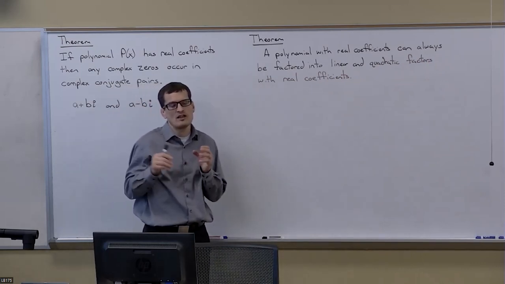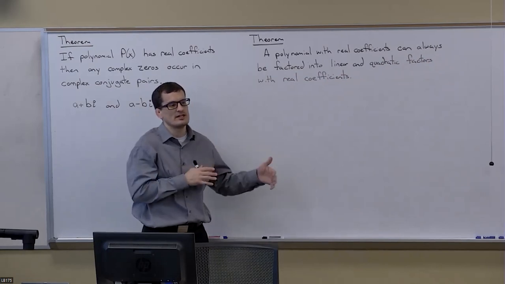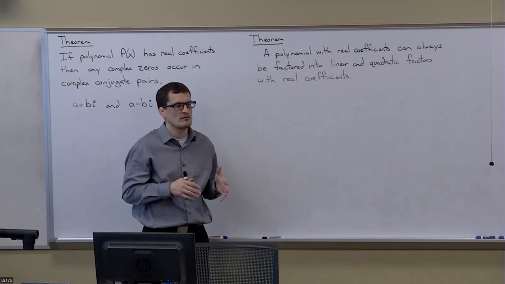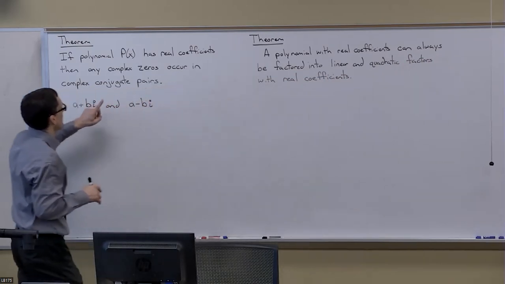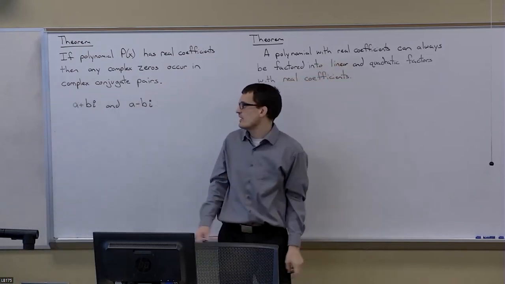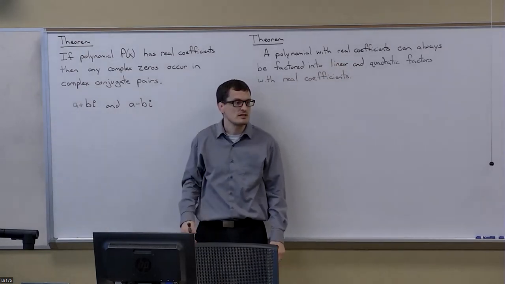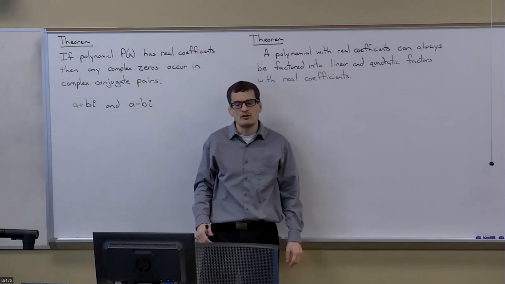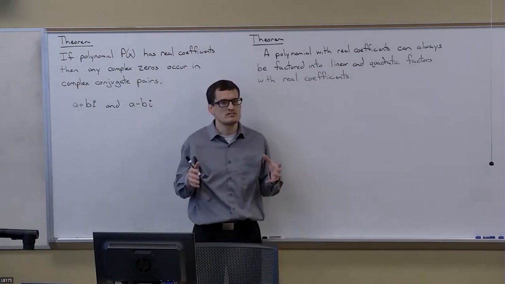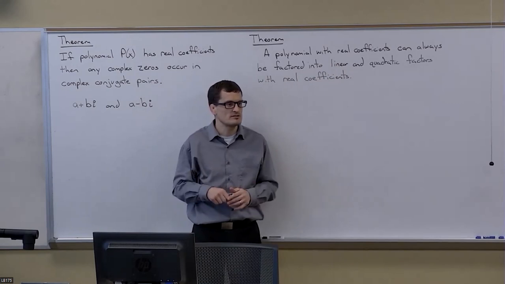So if you start with a polynomial and that polynomial has real coefficients, then you can break it down into linear pieces and quadratic pieces with real coefficients. And that is actually a direct consequence of this. Because if it has real coefficients, then all of the complex numbers occur in conjugate pairs. Remember, we said earlier, you can break down any polynomial of degree n into n linear pieces over complex numbers.